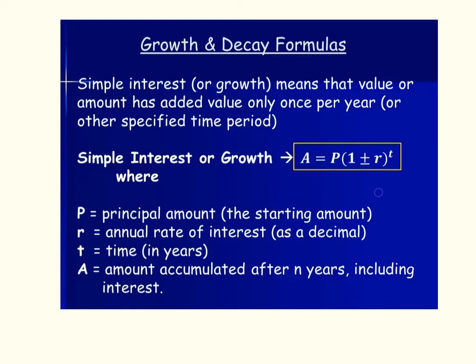R is the annual rate of interest. You will typically see this in your problem as a percent, so you're going to have to turn it into a decimal by moving the decimal 2 places to the left. T is time, typically in years, and then A is the amount accumulated after that number of years, including interest.